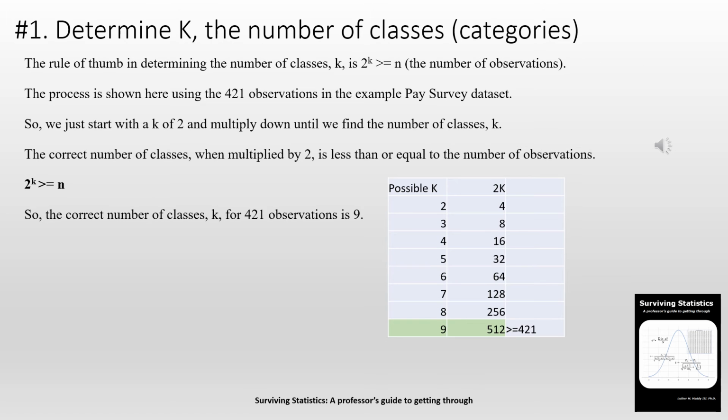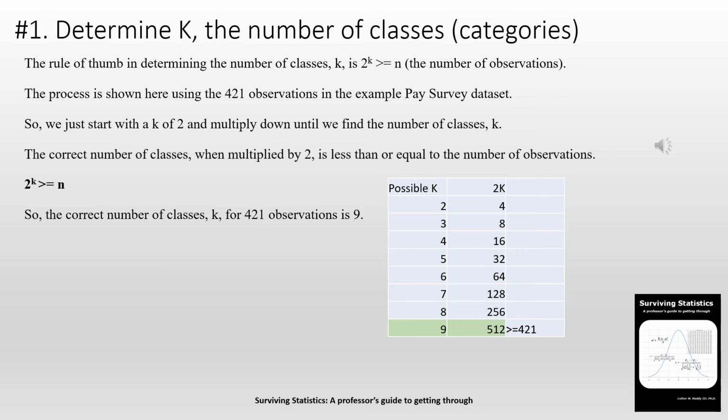Alright, we're finally ready to start creating a frequency distribution for this large data set using the quantitative value of pay. Our first step is to determine the number of categories or classes, and we'll use the variable k for that. Now, the rule of thumb, and it's just a general rule of thumb, but it works out pretty good, is you determine the number of classes by taking 2 to the power of k until you come up with a value that is larger or equal to the number of observations.